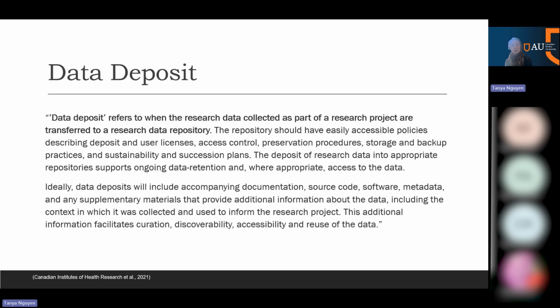And that repository should have policies describing how they're preserving and storing and backing up the data and the access controls. So the idea here is, as a researcher, you're actually transferring a data set to a repository for long-term stewardship. And as part of the repository service, they're ensuring that the data remains accessible and shareable. Not all these repositories guarantee preservation, but they are often used as an access or publishing platform.